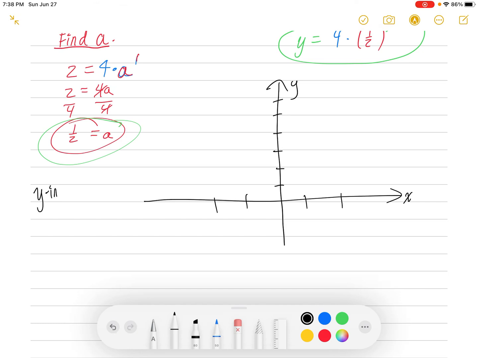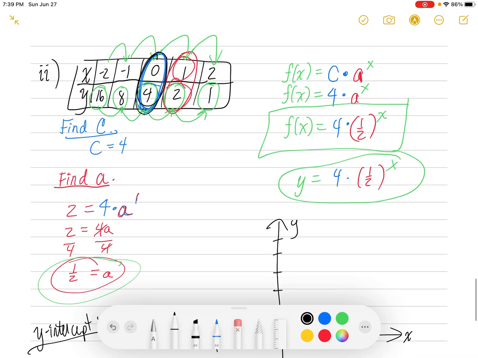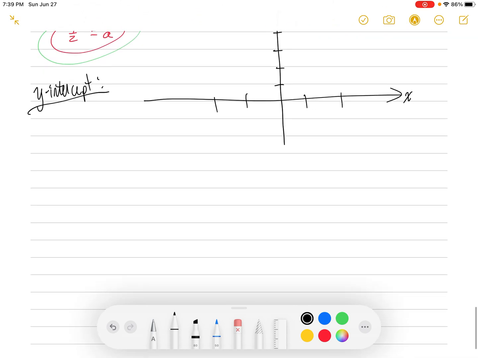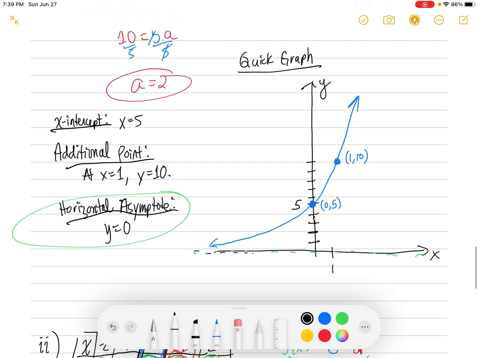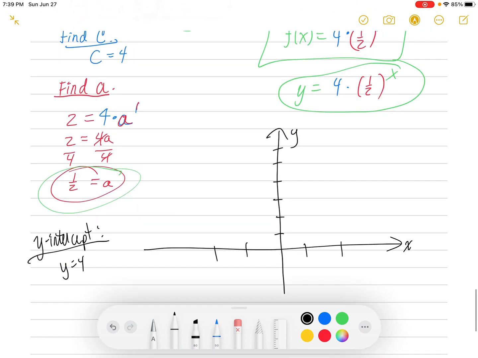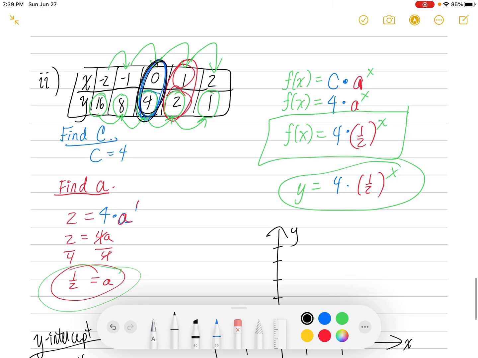X-axis and y-axis. Okay. So really the two things you need: the y-intercept. I called it an x-intercept before. It should be a y-intercept. And we know the y-intercept obviously is 0, 4, or y equals 4. Did I call it an x-intercept before? Yeah, I did, didn't I? It should be a y-intercept. I don't know why I called it an x-intercept. That should be y equals 4 back there.